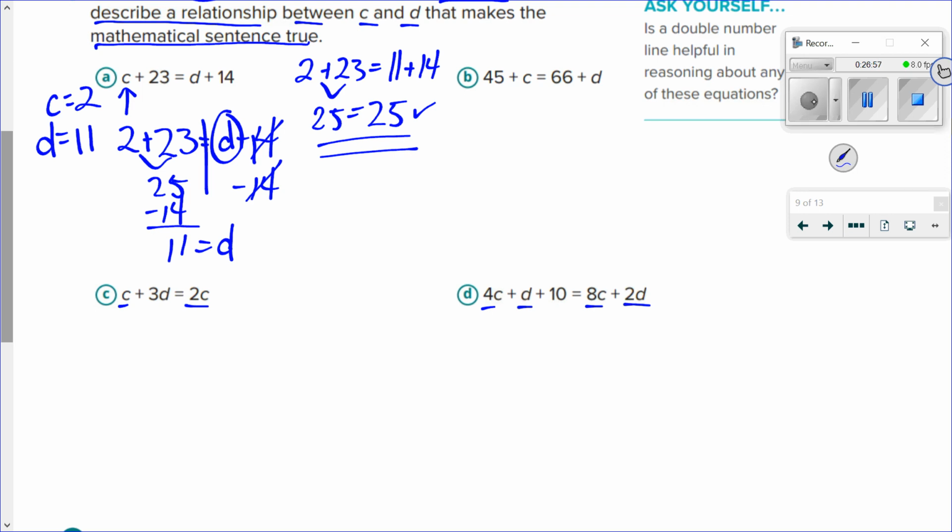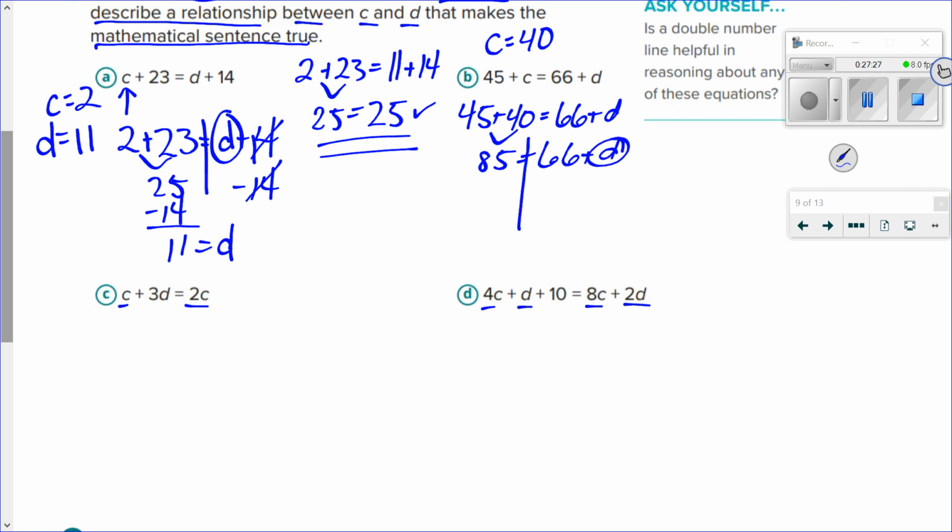Okay, so I'll admit I hadn't looked at this one first. If you use 2 for C, it actually is going to be a harder problem because you're going to end up with a negative number for D. So I'm going to use a bigger one for C on part B. I'm going to say C equals 40. So I can now say 45 plus 40 equals 66 plus D. So I now have 85 equals 66 plus D.